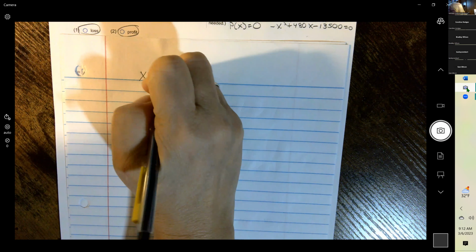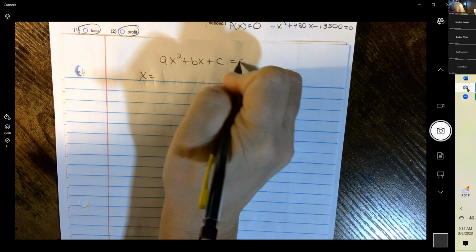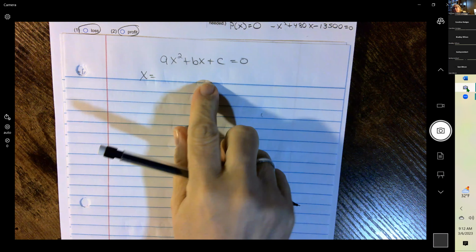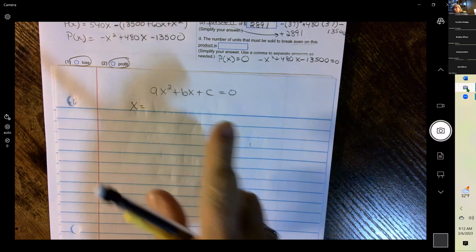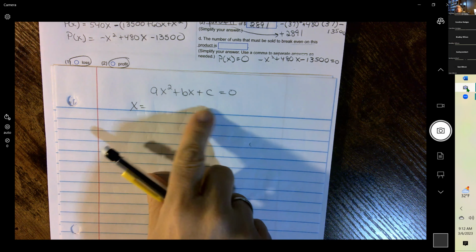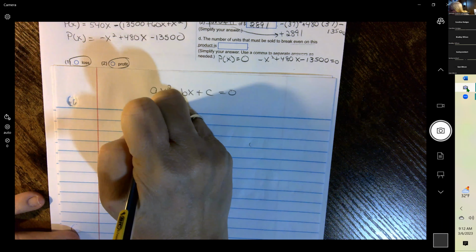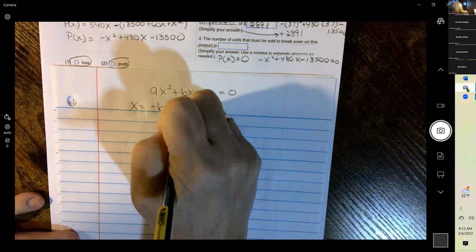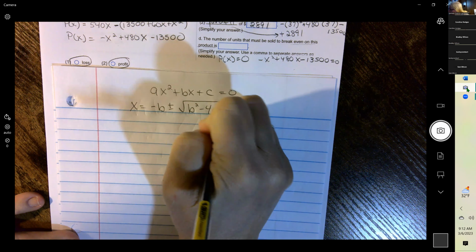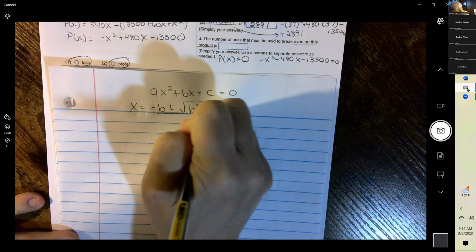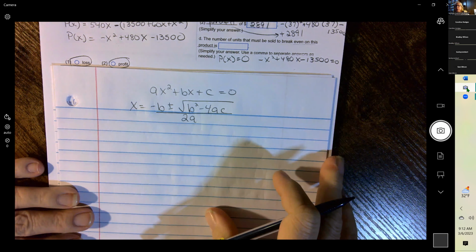You have ax squared plus bx plus c equal to 0. And that's why I said use profit equals 0, because otherwise we would have had to get it equal to 0. So to find x, the quadratic formula is negative b plus or minus the square root of b squared minus 4ac, all over 2a. Even if you have it memorized, it might be something you want to put on your formula sheet.